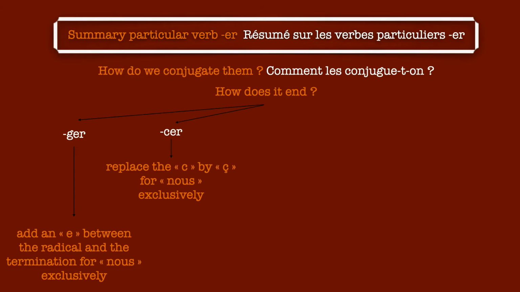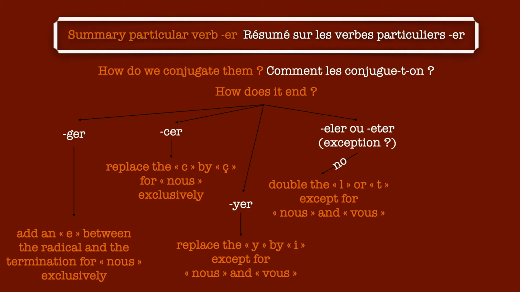Also, you have learned the specificities of the verbs ending with -cer, and in this case, you have to replace the last C by C cedilla for the first person plural exclusively. We have done it with the verb commencer. What about the verbs ending with -yer? Well, you need to replace the Y letter by I except for the first two persons plural.